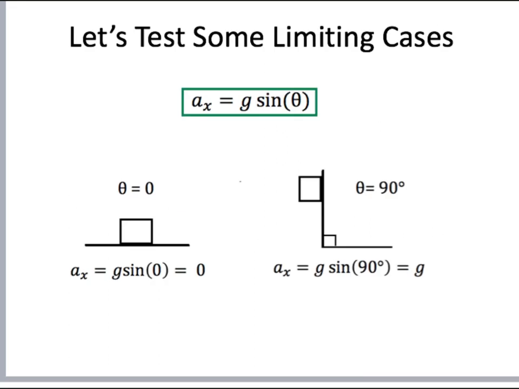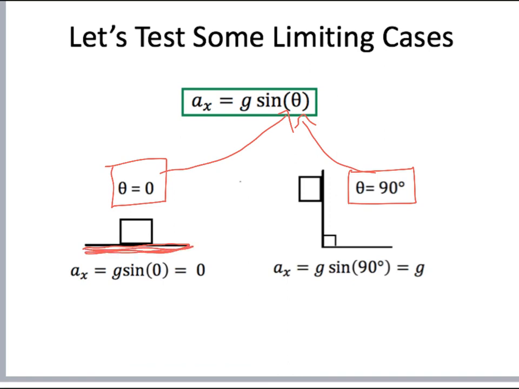When you do that, you call that testing a limiting case. We have two limiting cases for theta that we can test: theta equals 0, and theta equals 90 degrees. What does that mean? It means I'm going to plug these values of theta into my expression and see if I get an answer that makes sense. So when theta equals 0, that means the inclined plane is flat.